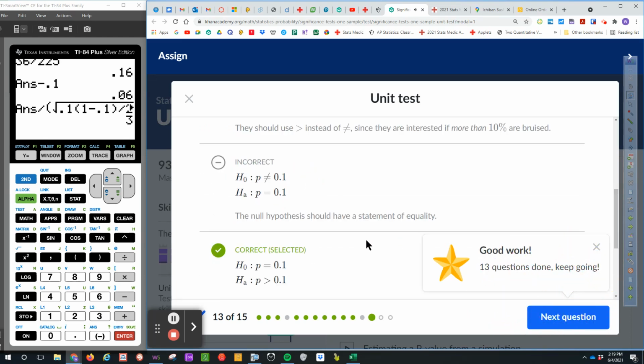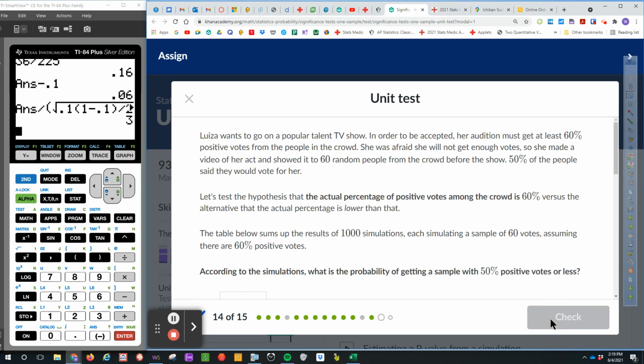Okay, all right. So 14 out of 15. So I've got two more.